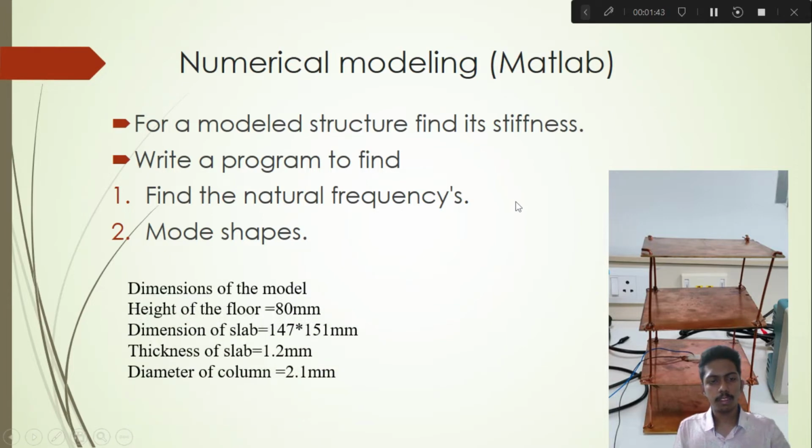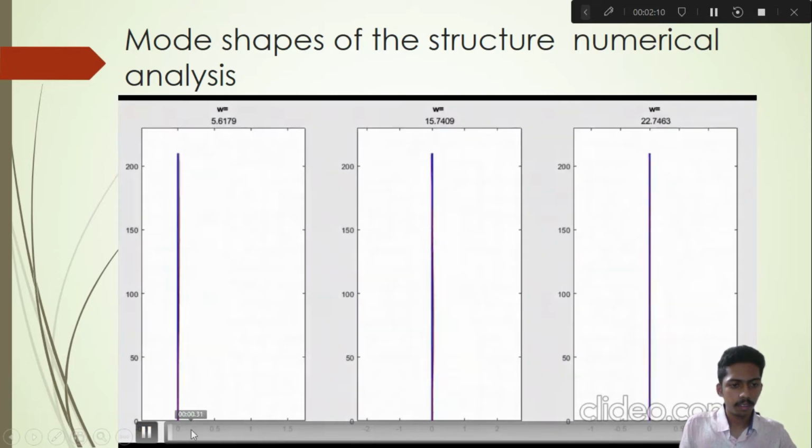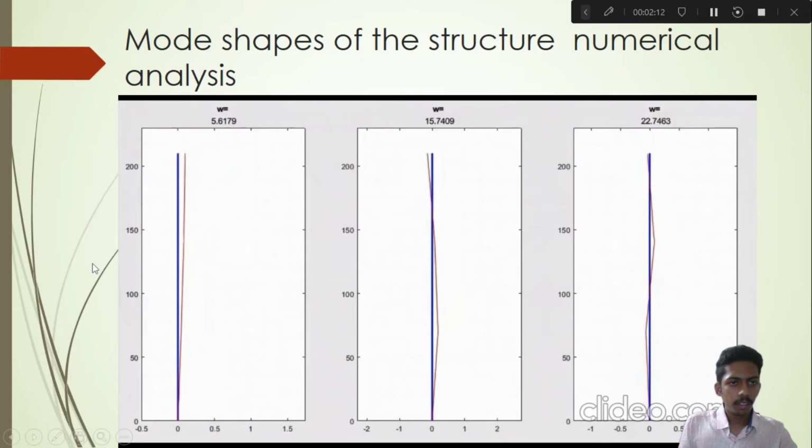The dimensions of the model are as follows: the height of each floor is 80 mm. The dimension of the slab is 147 by 157, the thickness of the slab is 1.2, and the diameter of the column is 2.1. By doing this, we get a numerical model analysis, and these are the mode shapes and the frequencies of the structure. The frequencies are given in radians per second, and this is how the system tends to oscillate.